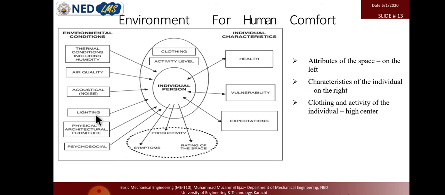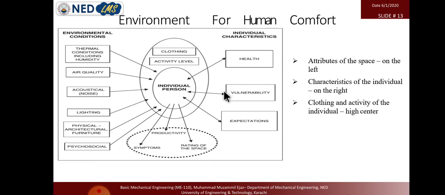Lighting, of course, we have units of lumens. Then physical, architectural, furniture, psychological, and activity level. Due to these environmental conditions, the person will give productivity, symptoms, the rating of the space, etc. And the comfort level of the individual is correlated with health. As I talked about air quality, if the air quality is bad, it affects health. If the thermal condition is not good, continuously low temperature or high temperature, it affects our health.